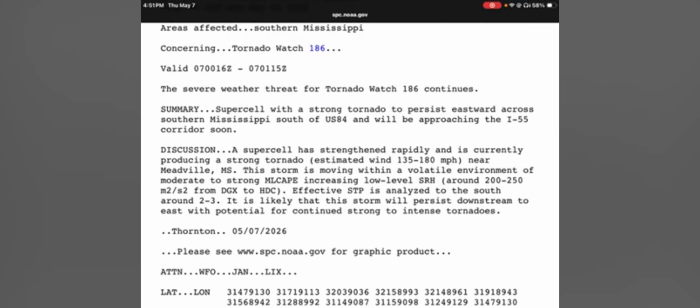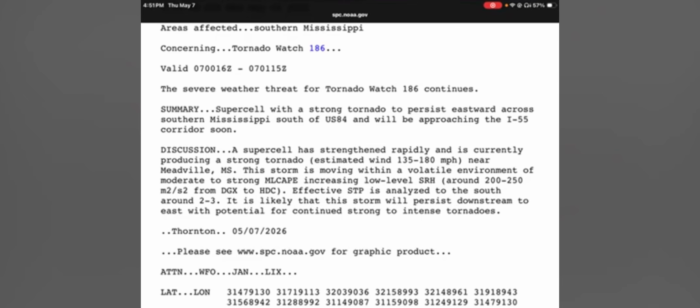Discussion. A supercell has strengthened rapidly and is currently producing a strong tornado with estimated winds around 135 to 180 miles per hour near Meadville, Mississippi. This storm is moving within a volatile environment of moderate to strong mixed-layer convective available potential energy, increasing low-level storm relative helicity, around 200 to 250 meters squared per second squared from DGX, I think that's Jackson, to Hammond, Louisiana. Effective STP is analyzed to the south around 2 to 3. It is likely that this thunderstorm will persist downstream to the east with potential for continued strong to intense tornadoes.